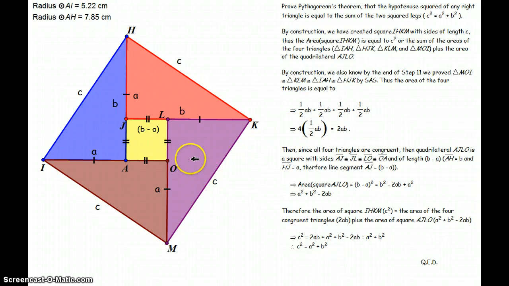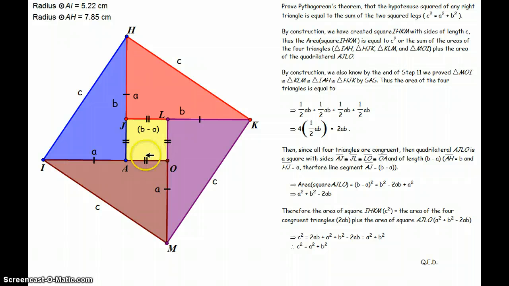And then, since these are congruent triangles, we know quadrilateral AJLO is a square with sides line segment AJ congruent to side JL congruent to side LO congruent to side OA, and with all of length B minus A. We can see this because we know AH is a line segment with length B, and that JH is a line segment with length A. Therefore the remaining line segment AJ is the whole thing, B minus A.